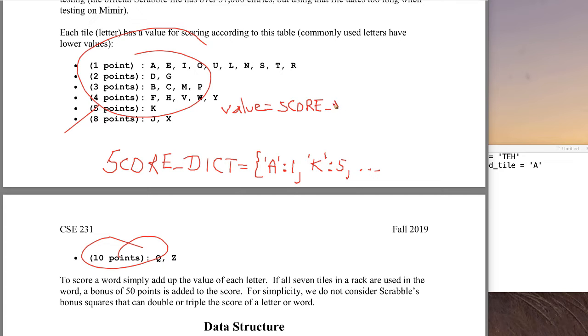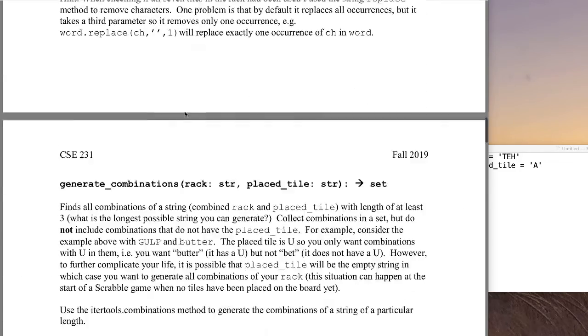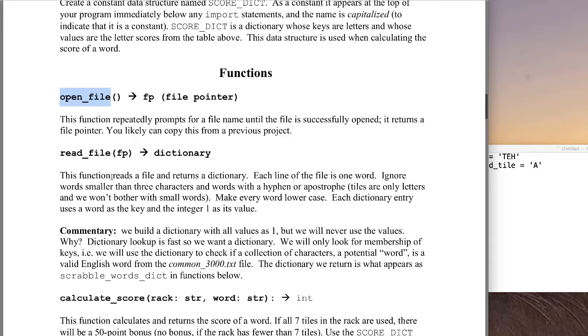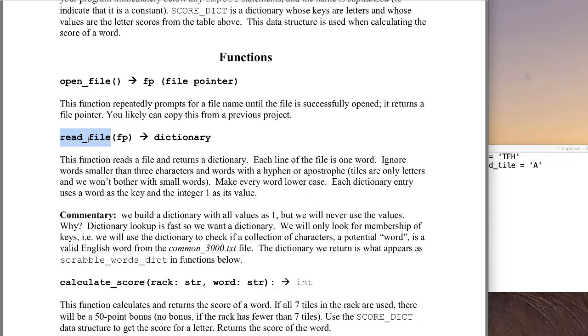But what I want to do is focus on one function here that does all the work. Let's take a look at that. There's a few things to do. Open a file, we've had that before. You're going to read all of those English words and put them into a dictionary. And then there's a function that calculates the score of a word. We include the rack in there because if you use them all, then you get a bonus. But basically, you're just taking a word and looking up in your score dictionary for points.